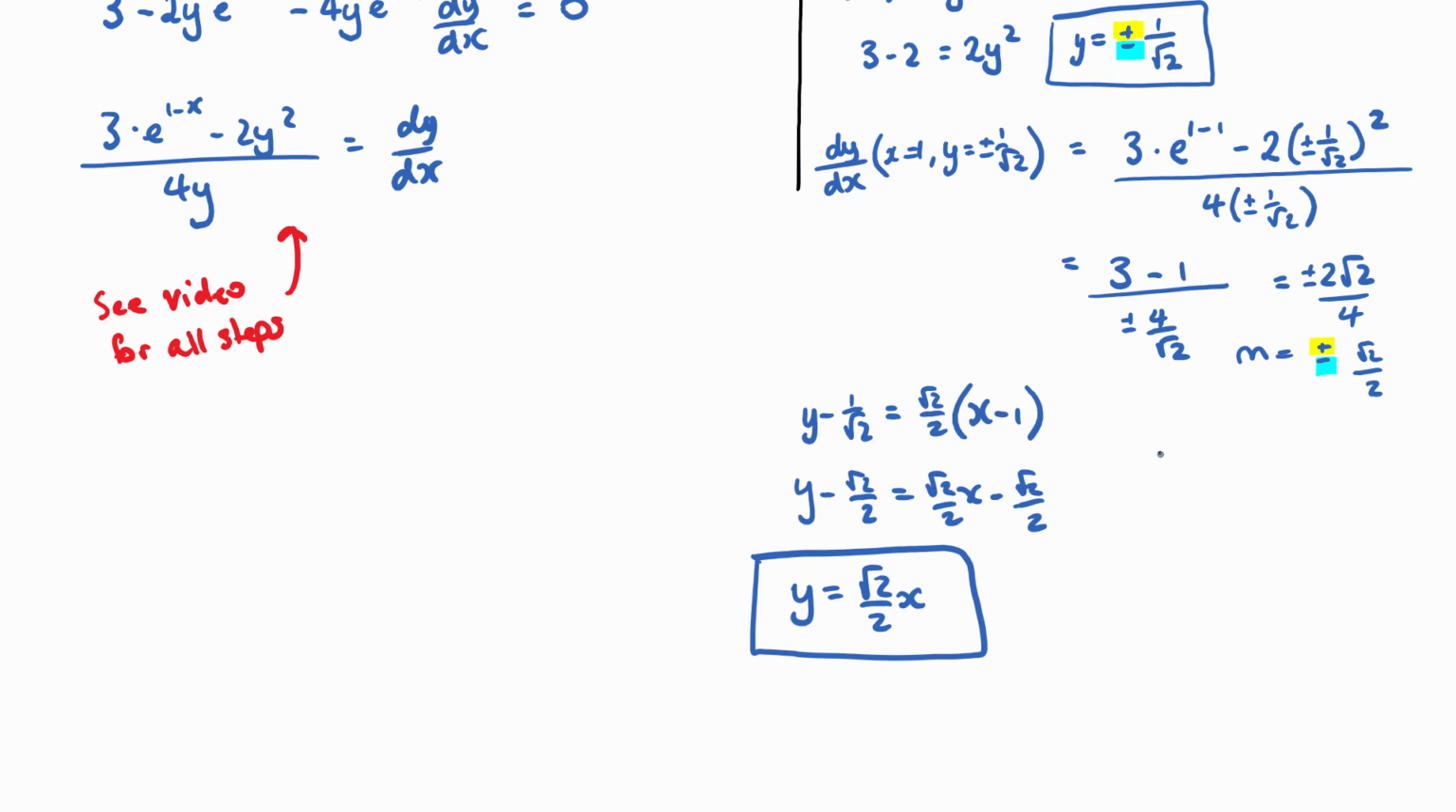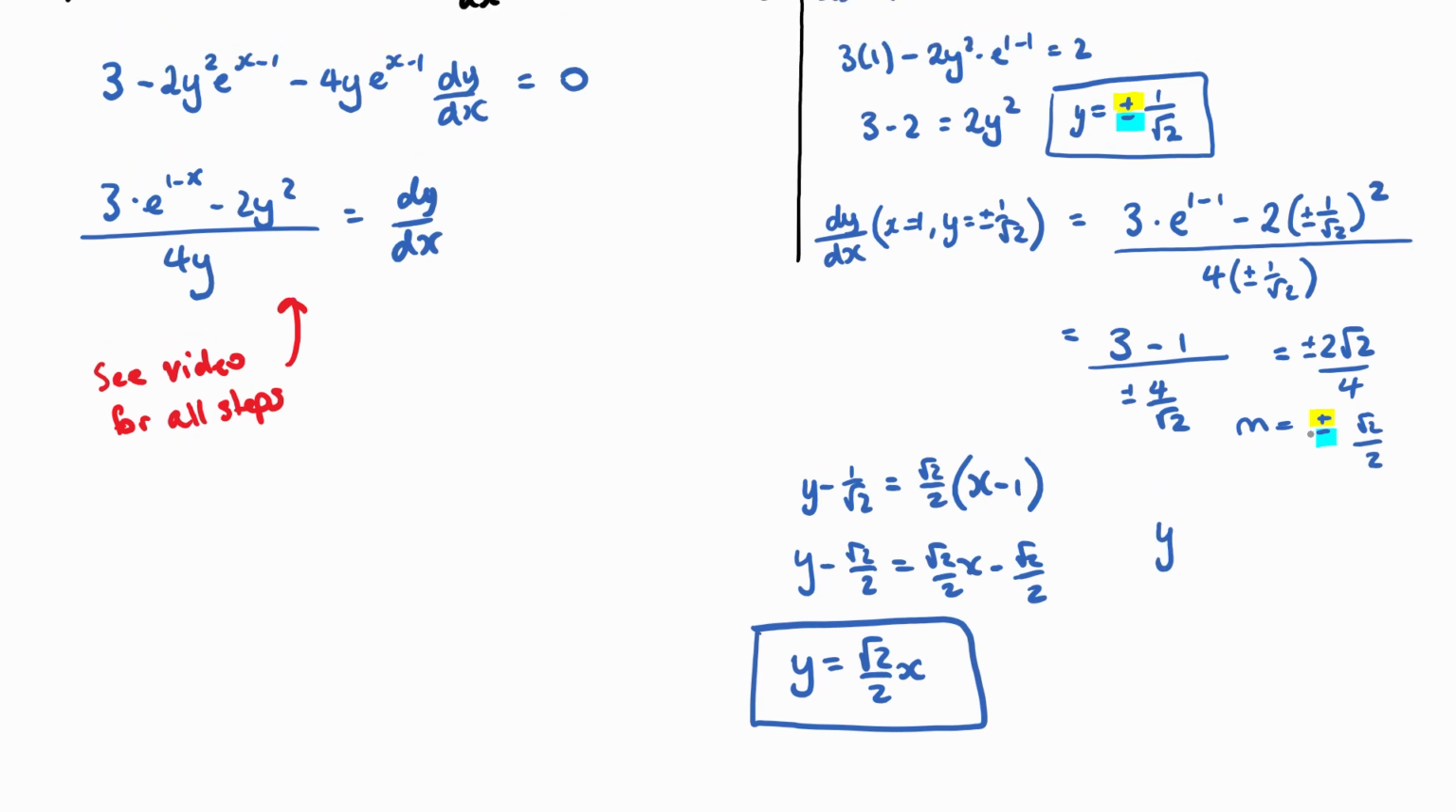Now the other one will be y minus minus, so it'll be y plus 1 on root 2 equals negative root 2 on 2, our gradient, x minus 1. So y plus, now I'm going to write this as root 2 on 2, equals negative root 2 on 2 x plus root 2 on 2. And again, now this is positive. If I move it over to the negative, they'll cancel out. So I'm going to get y equals just negative root 2 on 2 x.